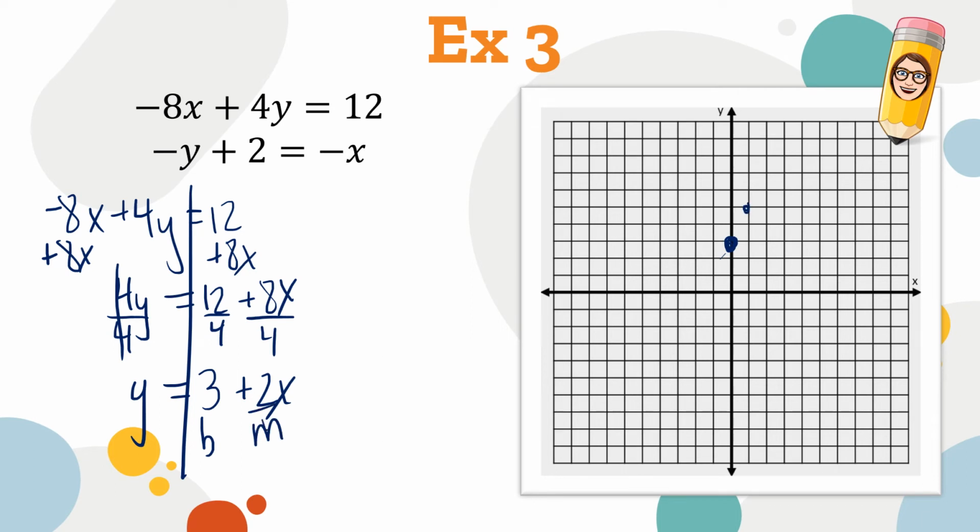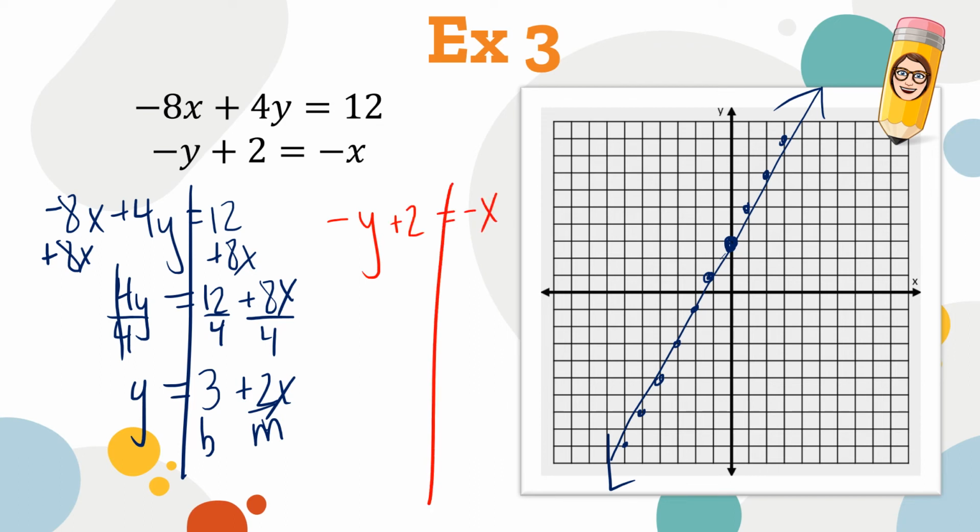So I'm going to rise 2, run 1, and I ran out of room pretty quickly, so I'm going to go the other direction. I like to draw a lot of dots on my first line because I have no idea where my other line is going to exist. So the more dots, the better. Let's take a look at the second equation. Again, I'm going to rewrite it so I have a little bit of space.